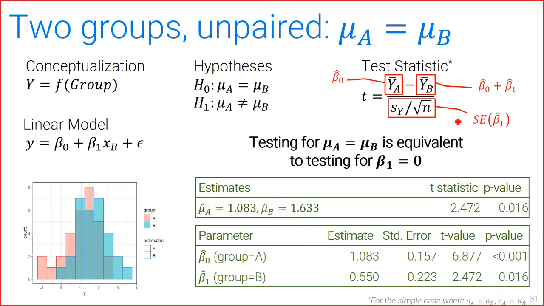So in this case, you see that if we test for the mean of two different groups, really what we're doing under the hood is just fitting this linear model and looking at the test for beta 1. It's essentially the same thing.